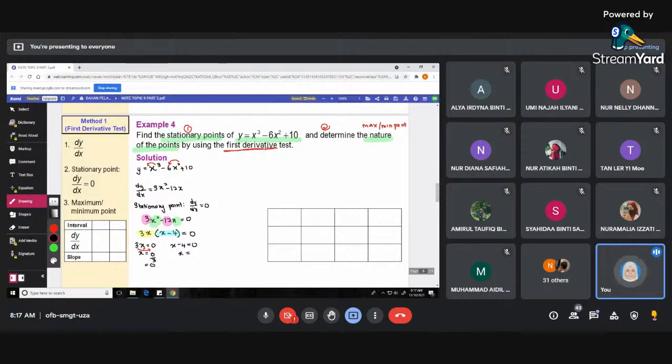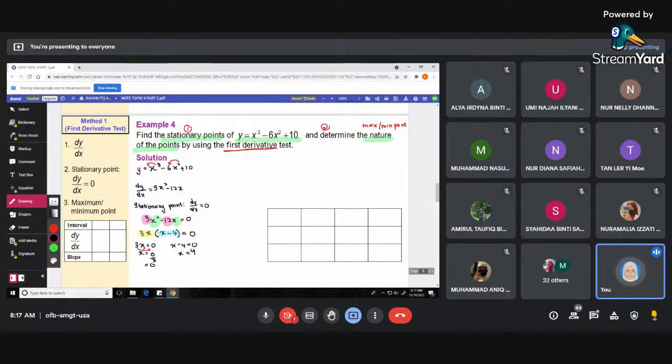How about x here? X minus 4 equal to 0. X equals to? 4. X equal to 4. Betul. That's good. So we just find the value of x.